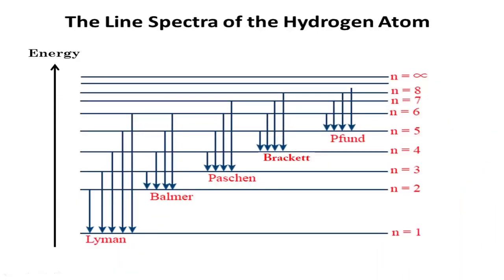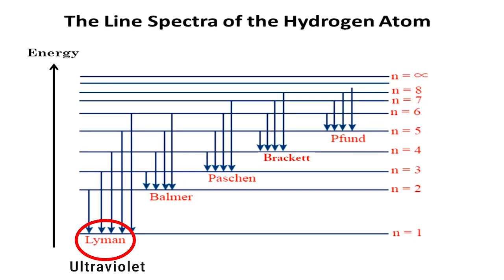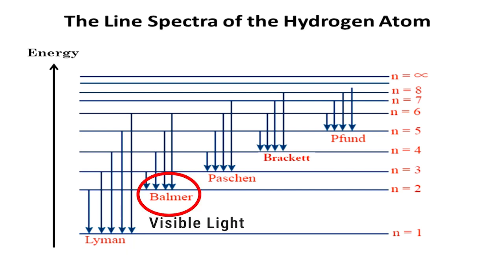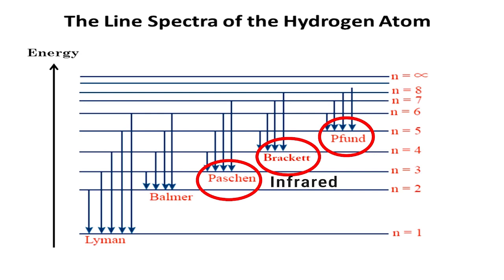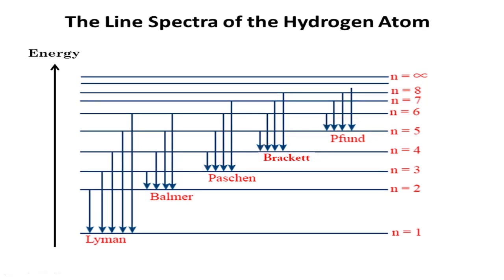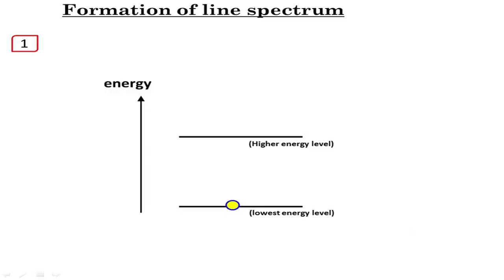The emissions can also occur at different regions to give different series of line spectrum. For example, emissions occur at ultraviolet region to give Lyman series. For Balmer series, emissions occur at visible light region. For Paschen, Brackett, and Pfund series, the emissions occur in infrared region. In the next slide, I'm going to introduce in detail how to form the emissions line spectrum.